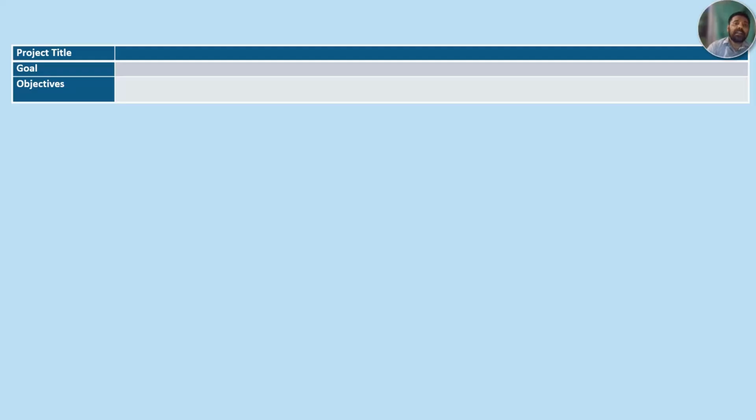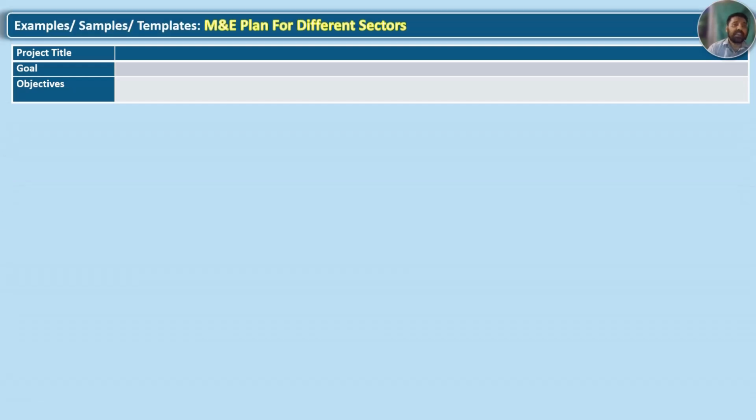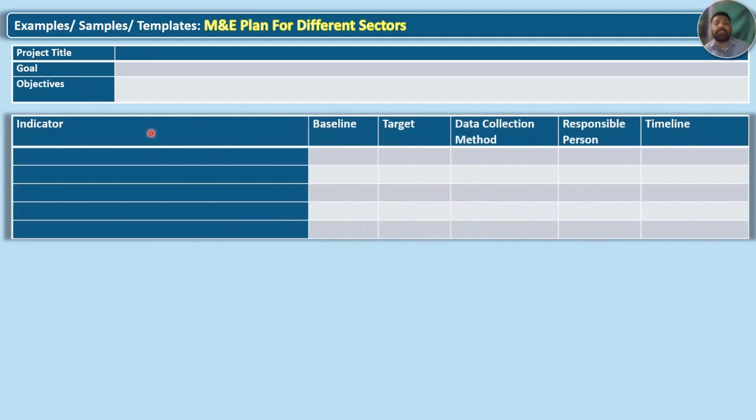For this also you can use a simple matrix or a narrative format or tabular form like this. Here you would need project title, the goal, the objectives, and then you need to add those indicators here, their baseline, target, and what would be the data collection, responsible person, timeline, and then reporting mechanism. Also you can add different columns for them. An example for education sector.